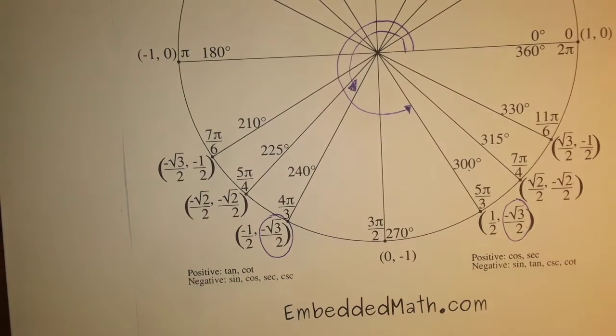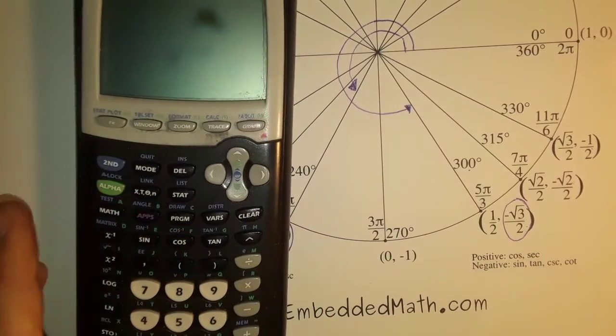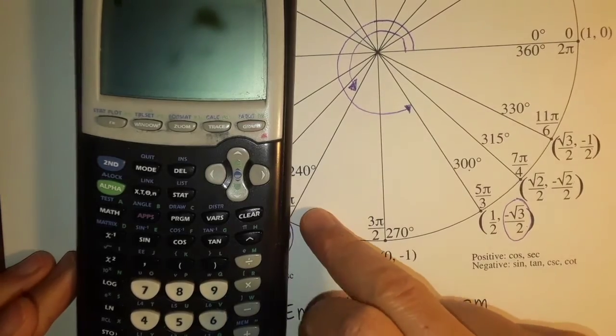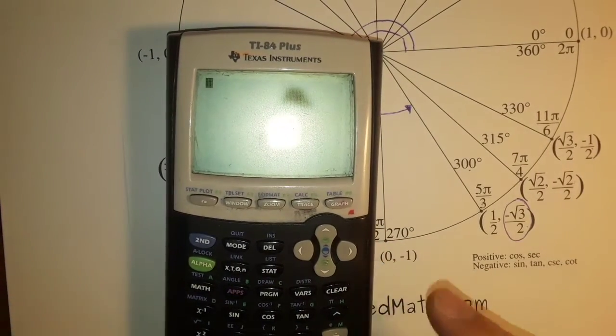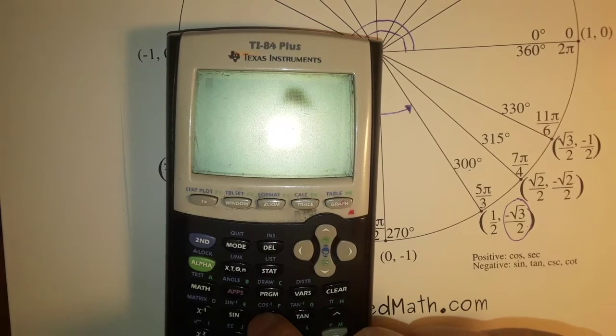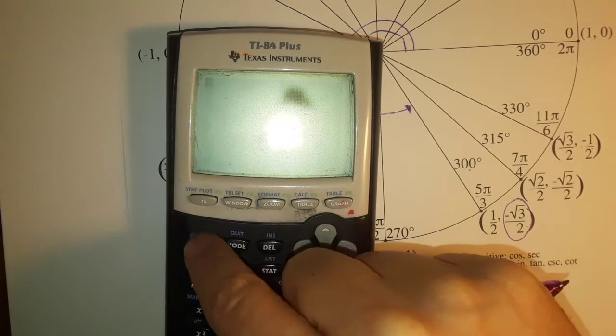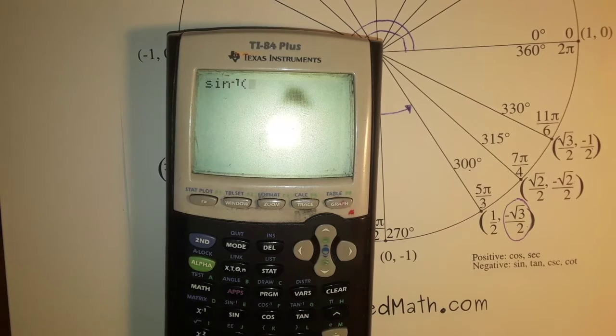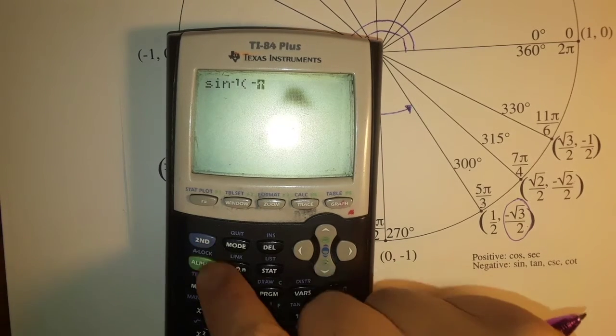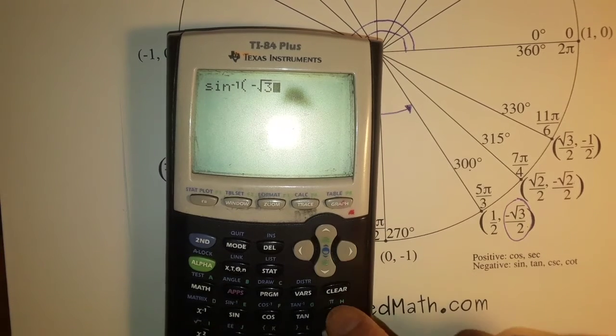Now, I would like you also to have a look at how to do it with a calculator. If we do it with a calculator, turn it on, and make sure that you see it. So we do inverse sine of negative square root of 3 over 2. Now the calculator is set in degrees, and we get negative 60.